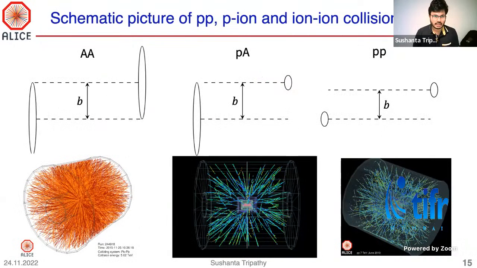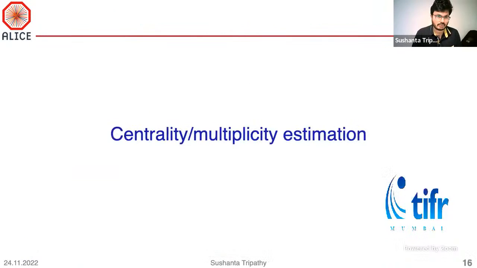Okay, so let's start from a very simple, schematic picture of pp, p-Pb, and Pb-Pb collisions. So you see that b is the impact parameter, and across different collision systems you have different event displays, for Pb-Pb, p-Pb, and pp. The first thing one does when studying global observables is looking at the centrality or multiplicity estimation.